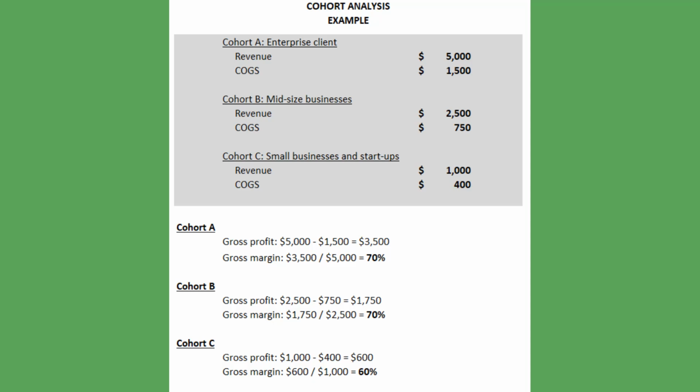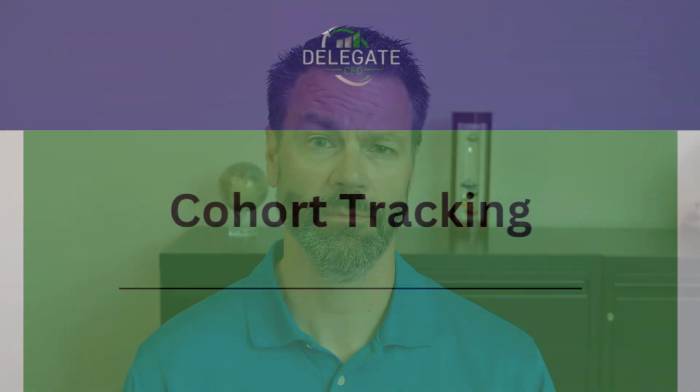Now, this indicates that the enterprise clients, cohort A, and the mid-sized clients, cohort B, have the same gross margin percent. In this case, it's 70%. However, cohort C is coming in at 60%. And so this data is valuable for XYZ because they can adjust their business strategy to focus on the more profitable cohorts as they start progressing on their business strategy and for their budgets and forecasts for the future.